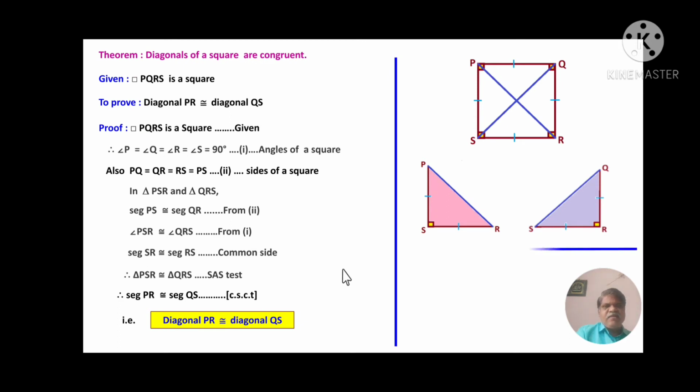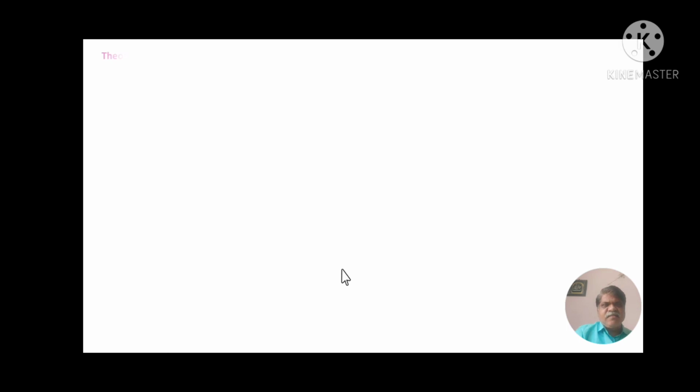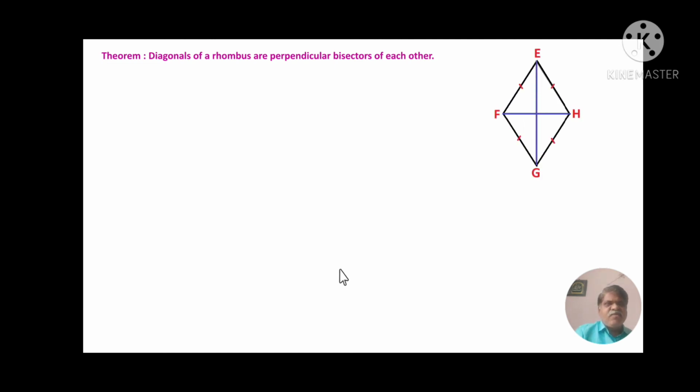Now let us see the third one. Third theorem is based on the rhombus. Diagonals of a rhombus are perpendicular bisectors of each other. That you have to prove. So this is the figure wherein you could find that EFGH is a rhombus where the diagonals are shown with blue color and all sides are congruent with identical marks.